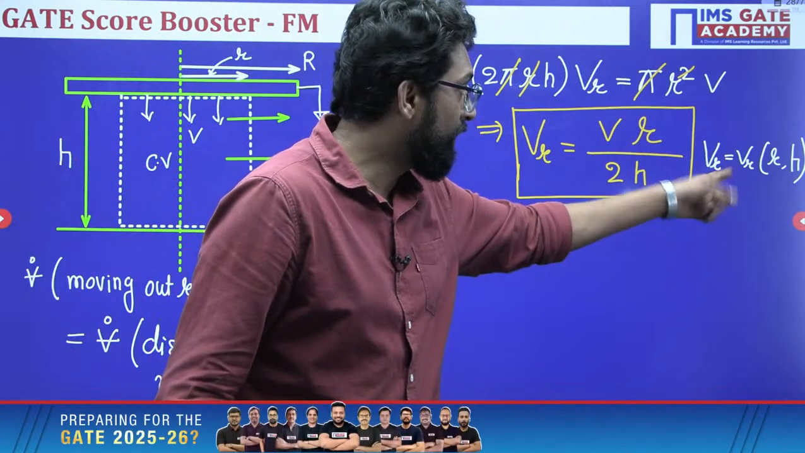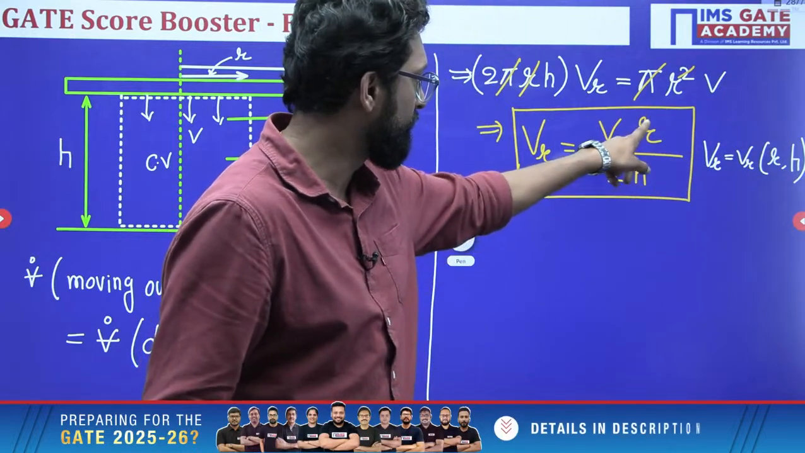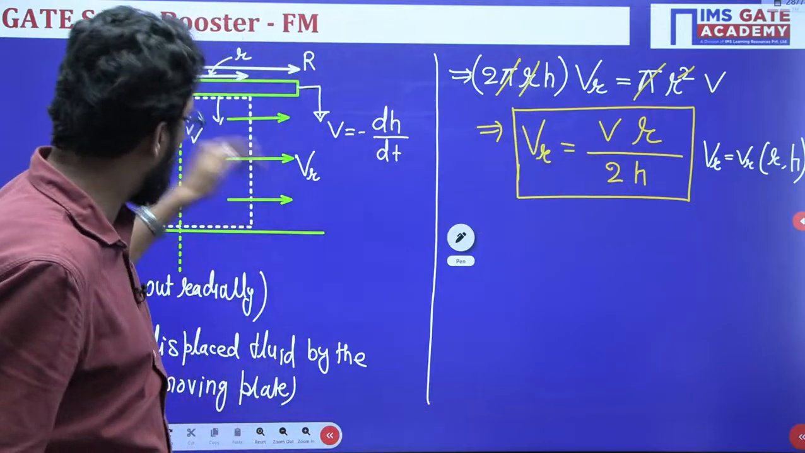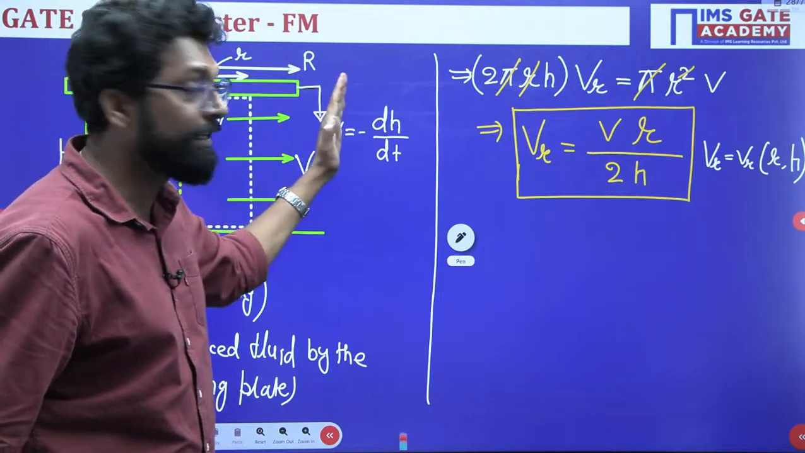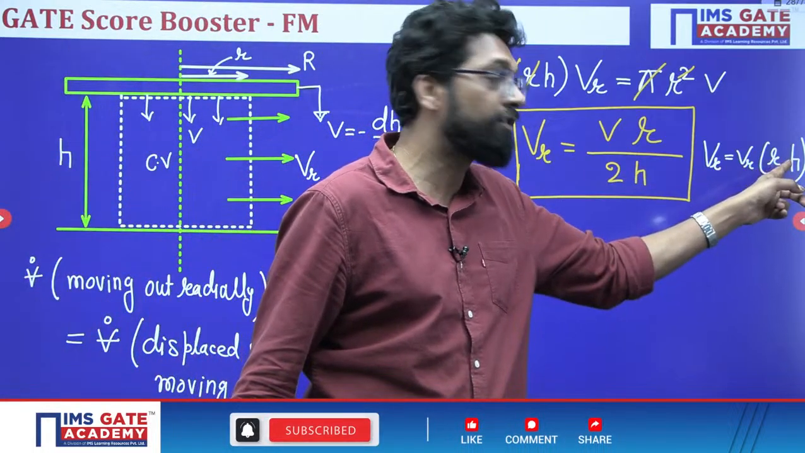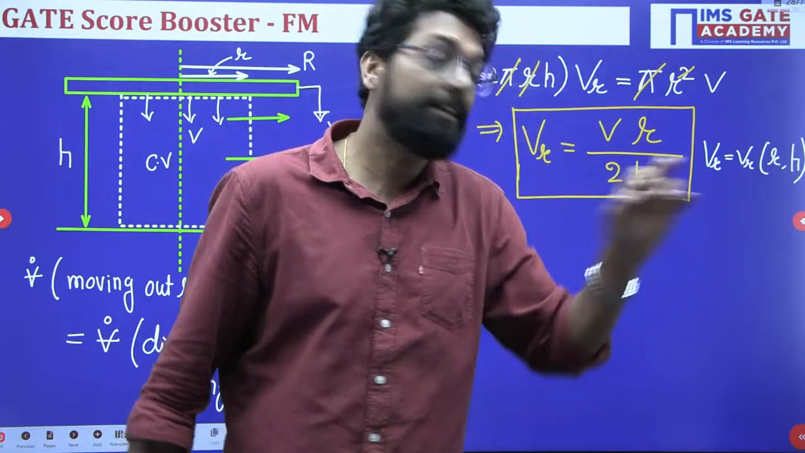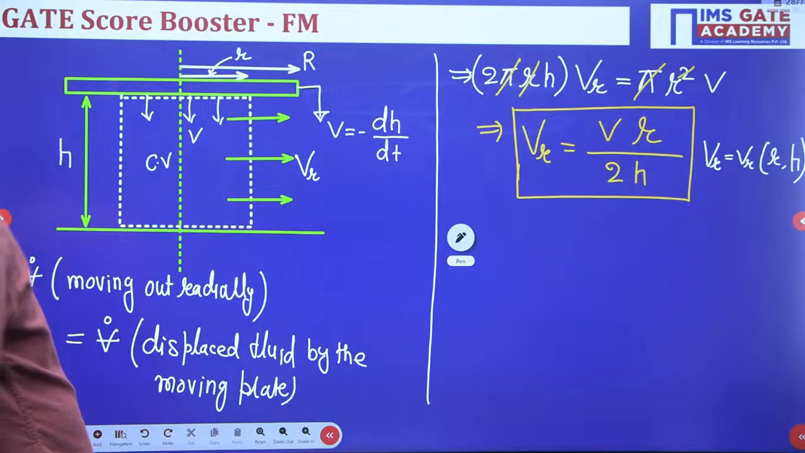And here is the mistake in many books. They take the velocity as a function of only R. That is wrong. See this derivation. R is continuously changing. If the plate is moving down, R is continuously increasing and H is decreasing. So the radial velocity is a function of R and H. This is clear now? 90% there is a mistake in these questions.